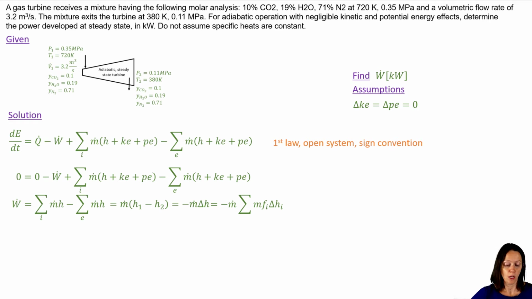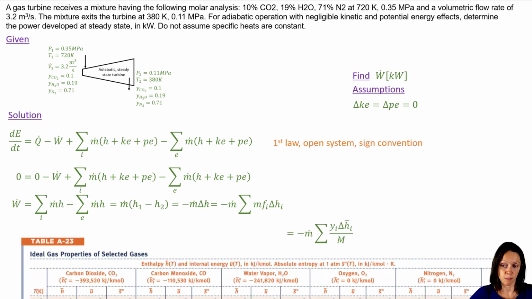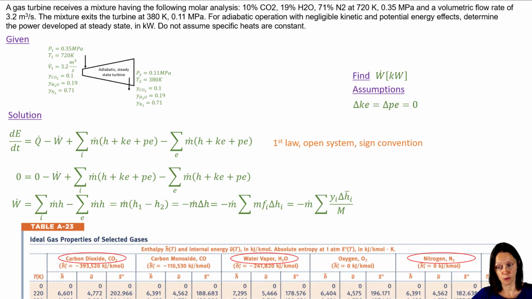So what do you do? Well, you do have tables for h bar for all of those things. Those are in A-23. If you were in English units, it would be A-23E. So instead of putting delta h for the mixture in terms of an h that's in kilojoules per kilogram, I'm going to put it in terms of what I have. I've got values for h bar, so it's just another equation on your equation sheet. That's all. You just have to know where to find it.